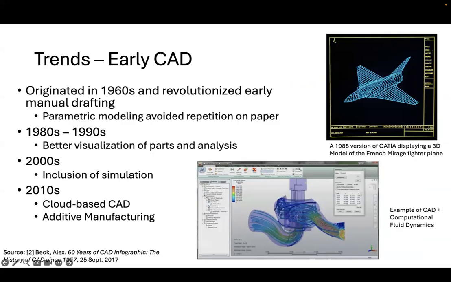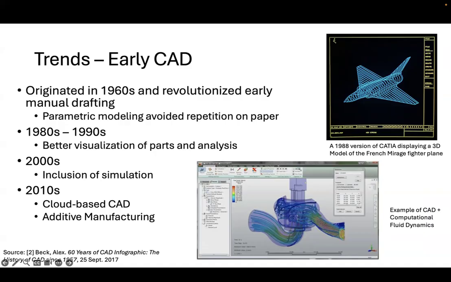Now, some of the trends in early CAD. CAD goes back to the 1960s, where it really revolutionized early manual drafting. The biggest thing was parametric modeling, so it avoids a lot of repetition that is caused from manually drafting and creating designs on paper. Then going into the 80s and 90s, you get better visualization of parts and more complex applications, where you can get a much better idea of what the parts are and the analysis of them as well.